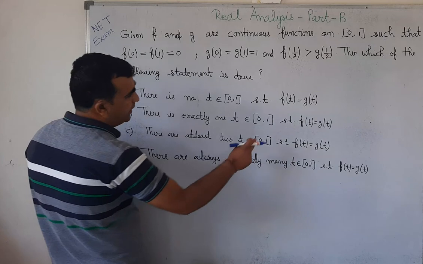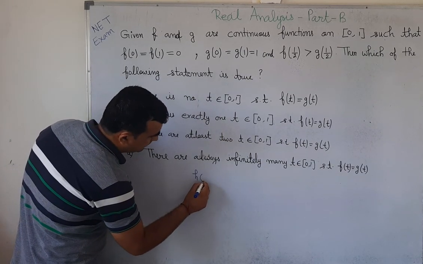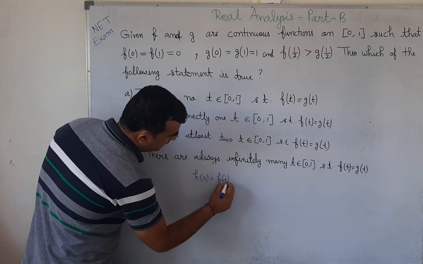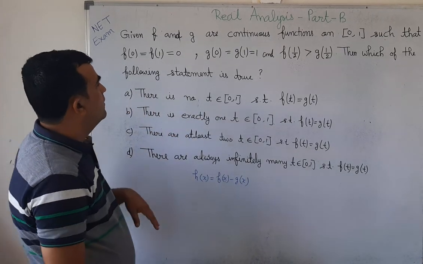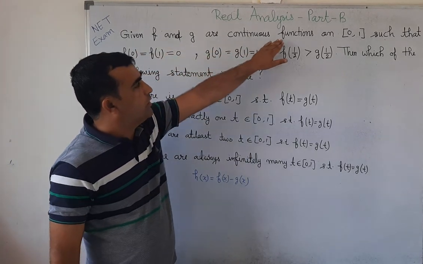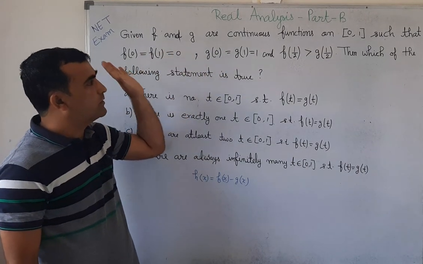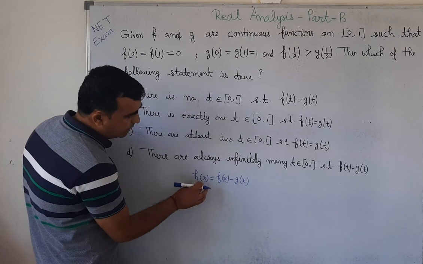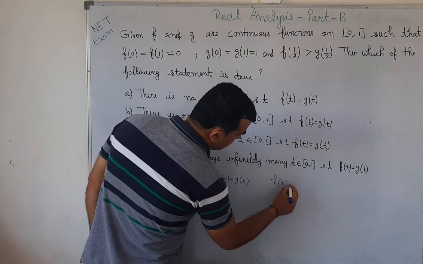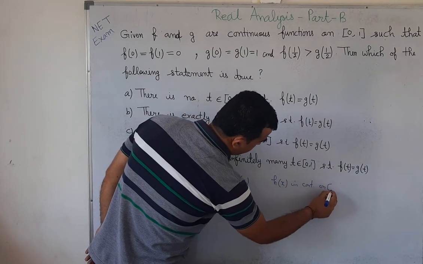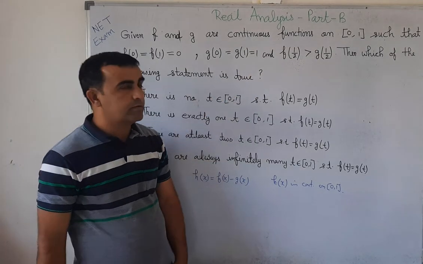Let's check. Here we see f of t is equal to g of t. So we take the difference of these two functions, h of x, equal to f of x minus g of x. We have been given that f and g are continuous on this interval. In the same domain, the difference of these two functions is also continuous. Therefore, this h is also continuous because the domain of both functions is the same. So h of x is continuous on [0, 1].